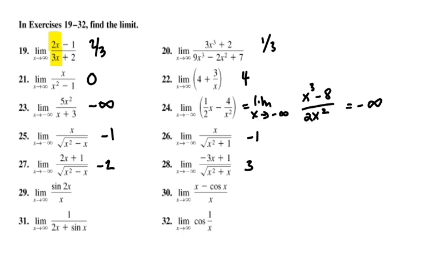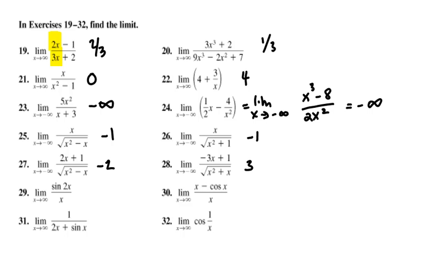So what's happening in number 29 is that the denominator is growing extremely large, and it's going to keep getting larger and larger. The numerator, however, the sine function, oscillates between -1 and +1. And so just by multiplying it by 2, sine of 2x, all that's going to do is stretch it out, and that's going to affect the period of the sine function, but it's not going to affect the amplitude, how high or how low the sine function goes.